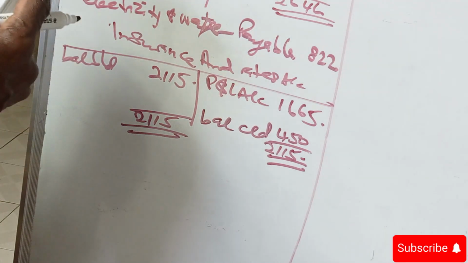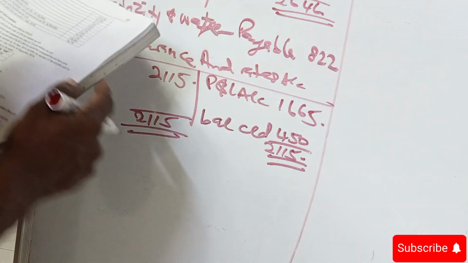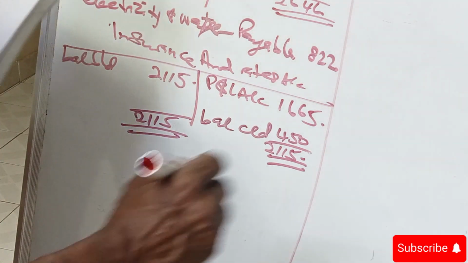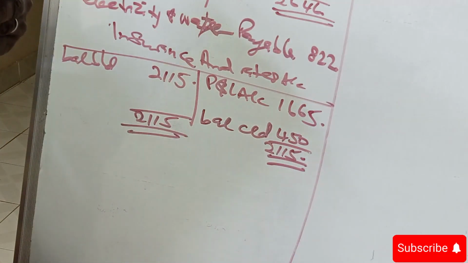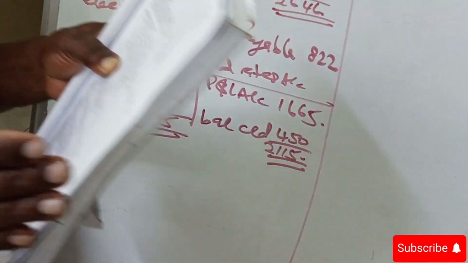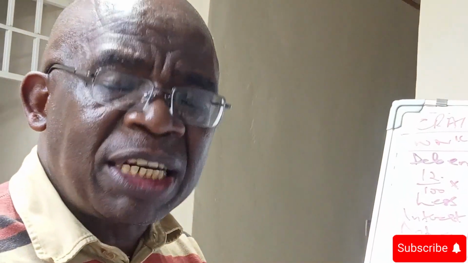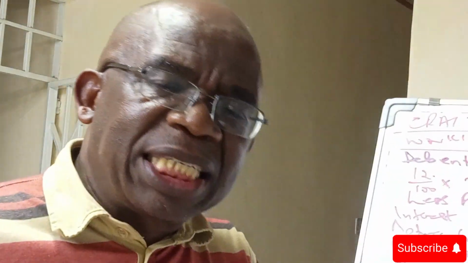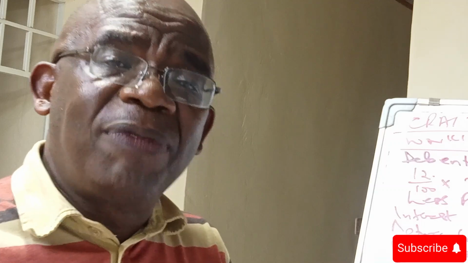Then you are told provisions are made for the following. Director's fee. Anytime we are talking about provision, you must know that we are saying that we have incurred, but we have not paid. And therefore, it's an expense in the income statement, but also a liability as a current liability in the balance sheet.